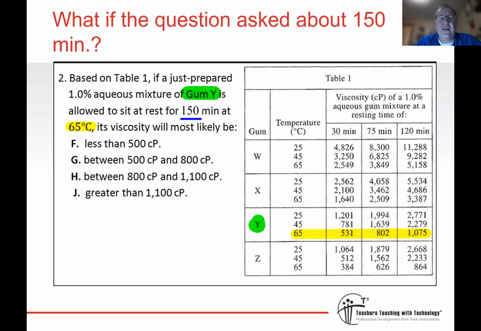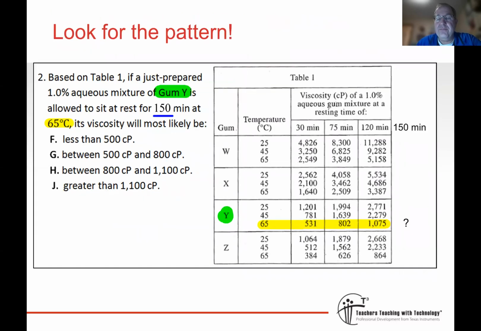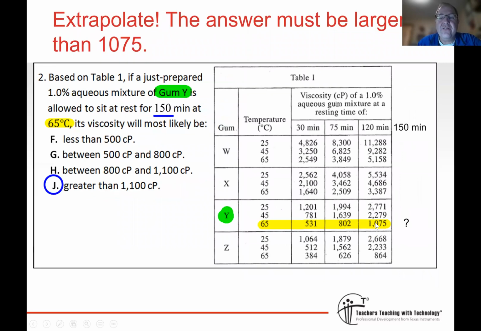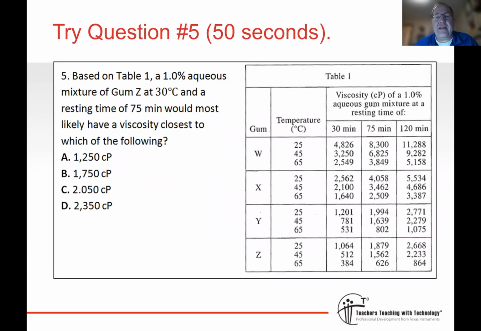Let's say it said 150 minutes. Well, I might try to guess what would have happened 150 minutes out in front. It's got to be more than 1,000. And so that would be letter J. Okay, that could be asked as well. All right, again, interrupt me at any time as we go through these. Here's another one. Go ahead and take yourself 30 seconds.